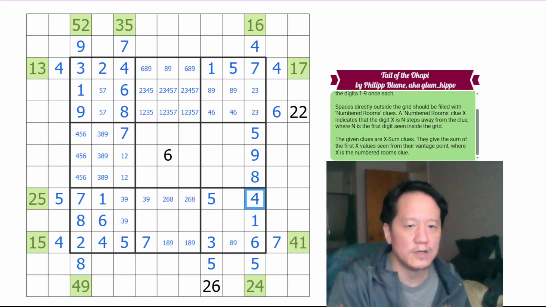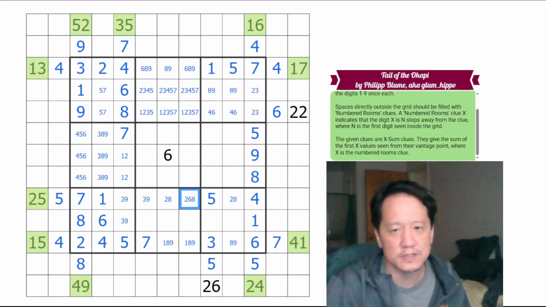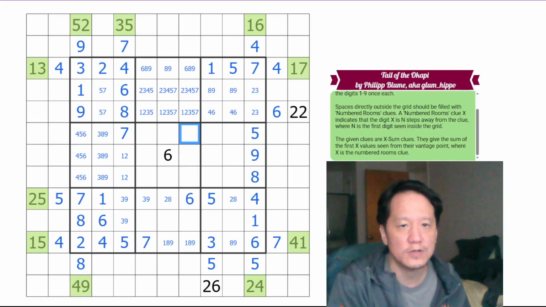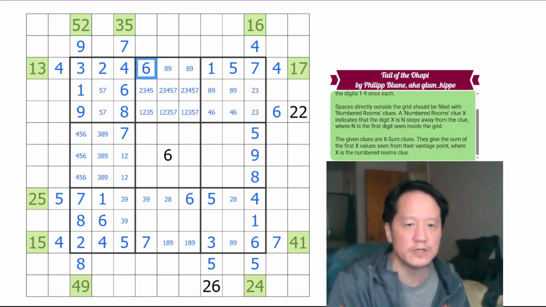Right? And this can't be 6. This can't be 6. Where is the 6 in row 7? It must be here. That means this can't be 6 here. Where's the 6 in row 1? It has to be here.